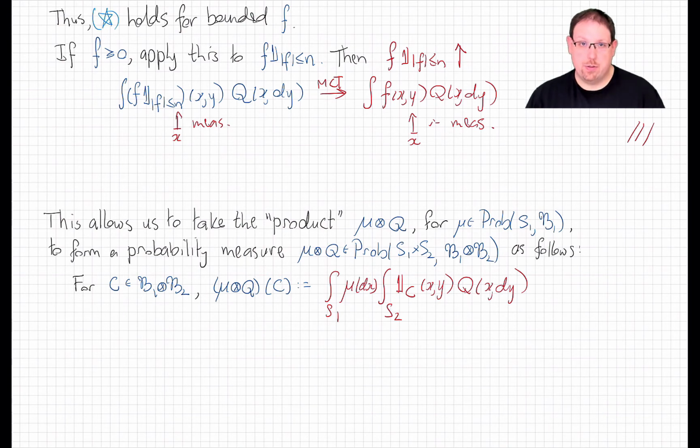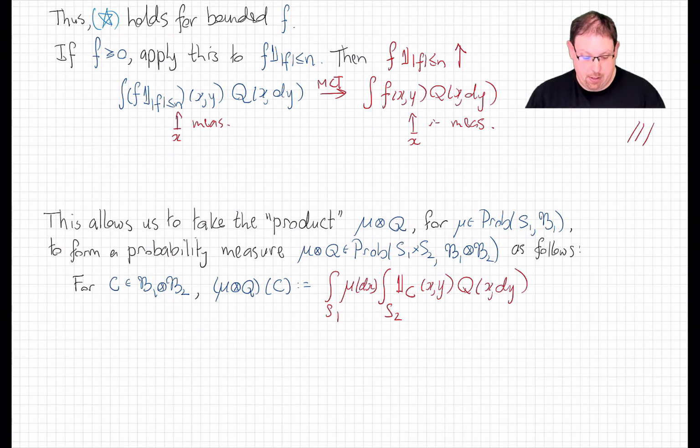We can also use the dominated convergence theorem or the monotone convergence theorem as we like to show that if I have a countable set of disjoint C's that I add up inside here, I'll get the sum on the outside of the integrals, and that this is therefore a countably additive function. Therefore, we have a measure defined on this sigma field, and it just behooves us to show that it is a probability measure.